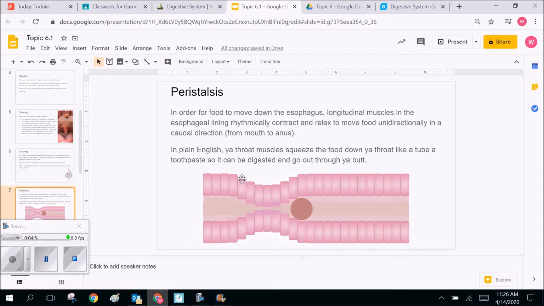So longitudinal muscles within your esophageal lining rhythmically contract to move food in a unidirectional direction. Basically, it squeezes it down your throat like a tube of toothpaste. If you can imagine holding a tube of toothpaste in your hand and then taking your other hand and creating a circle with your finger and thumb and just squeezing that down over the tube of toothpaste to make all the toothpaste move down, that's basically what your longitudinal muscles are doing to move it down your throat and into your stomach.